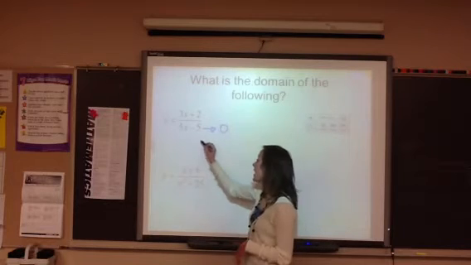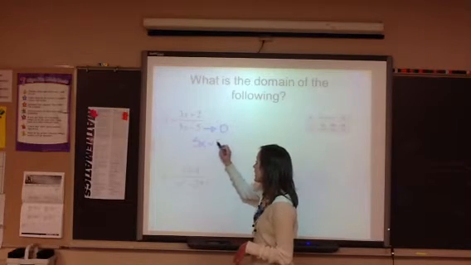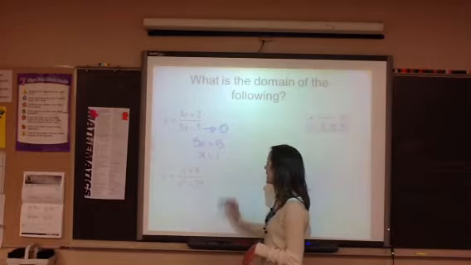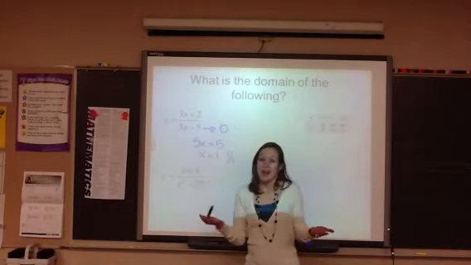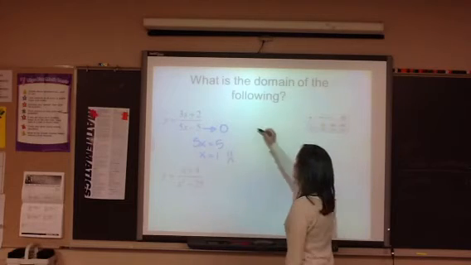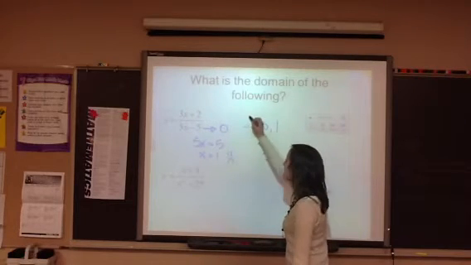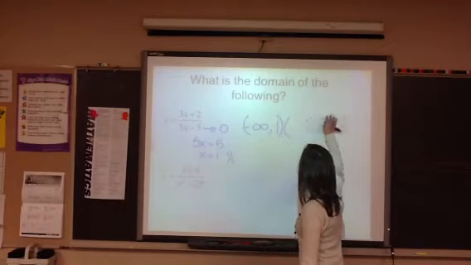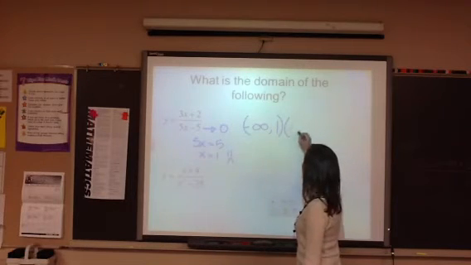So if we solve for x, we would get 5x equals 5, so x equals 1. That is a bad number. X can't be 1 because then you'd be trying to divide by 0, and you can't divide by 0. So we're going to say negative infinity to 1. We're going to put parentheses because we are not going to include it. And we're going to go 1 to infinity.